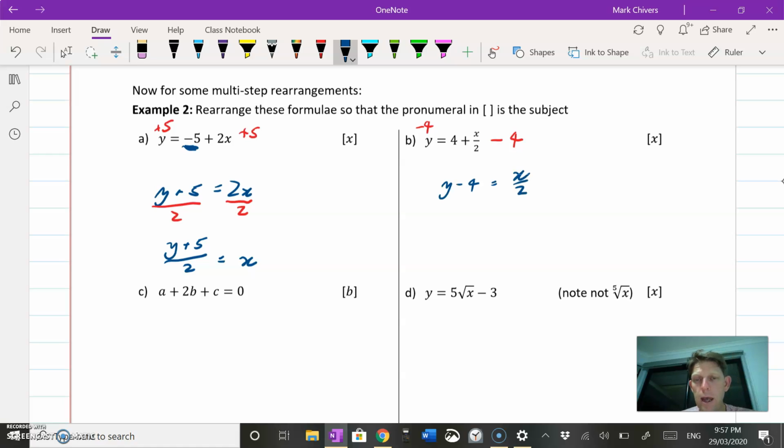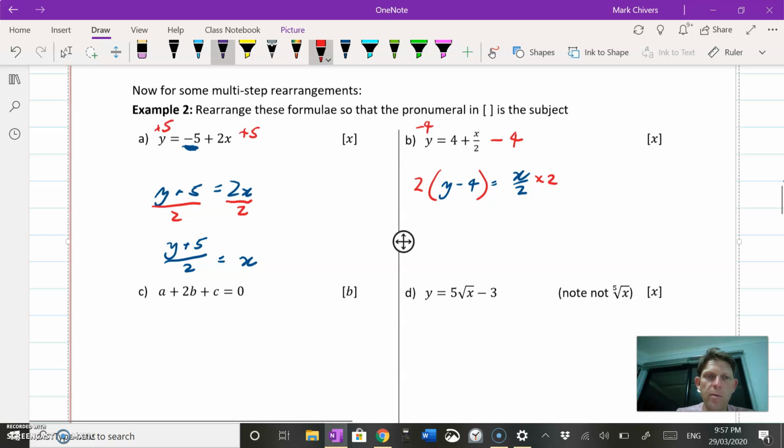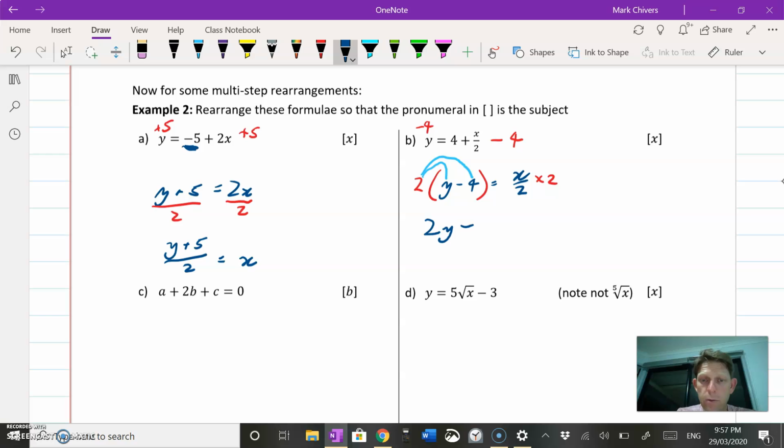Now at this point, that 2 is dividing x, so I need to do the opposite. I need to multiply x by 2. But I also then have to multiply everything on this side by 2, bearing in mind that it's everything. So it's like I've set brackets up there. And remember, when we've got brackets like this, we just multiply that term by both of the terms in the brackets. So as we do that, we're going to end up here with 2 times y is 2y. 2 times minus 4 is minus 8, and that's going to equal x.